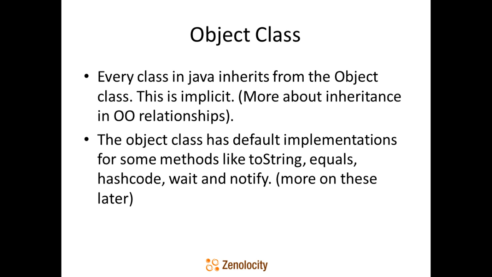And every class in Java inherits from what is called the Object class, and this inheritance is implicit. We'll cover inheritance later when we talk about object relationships. And this Object class has default implementations for some methods like toString, equals, hashCode, wait, and notify.